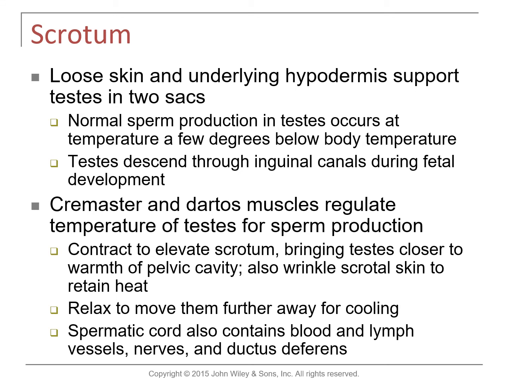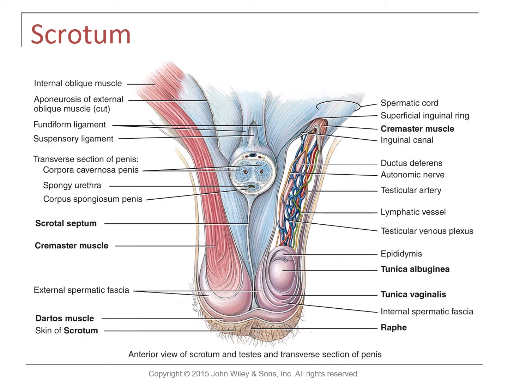Inside the scrotum, there are several structures associated with the testes, including blood vessels, lymph vessels, nerves, and the ductus deferens, which are bundled together in a structure called the spermatic cord. And the spermatic cord extends from the scrotum through the opening called the inguinal canal into the pelvic cavity. Let's look at them on the diagram on the next slide.